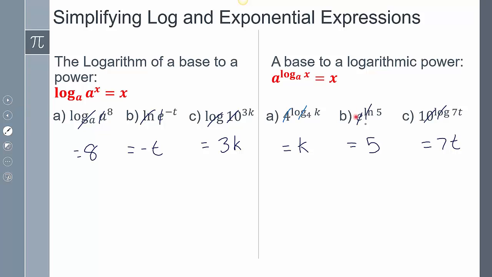And so we're going to be using this principle in our following lesson when we're going to be solving logarithmic and exponential equations. If you have any other questions, please leave them in the comments.